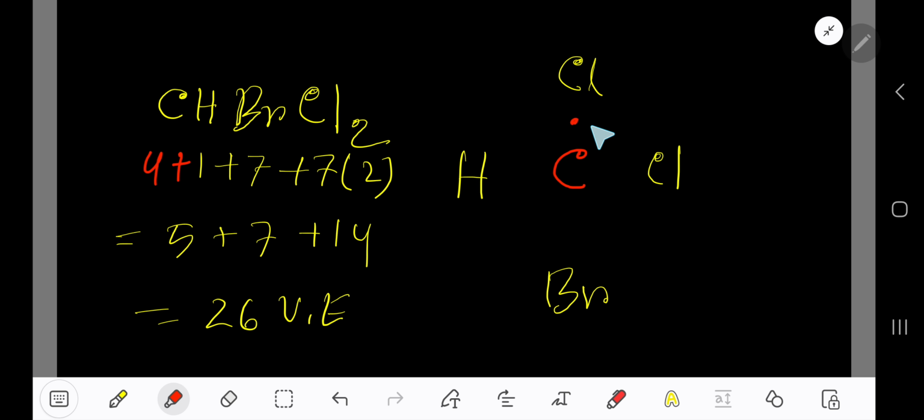Let me connect. For connecting 2 atoms together, you need to place 2 dots. So we have now others valence electrons will be used to satisfy the octet. So we have used here 2, 4, 6, 8, right? Then 10, 12, 14, 16, 18, 20, 22, 24, 26. Okay, we have used all the valence electrons.